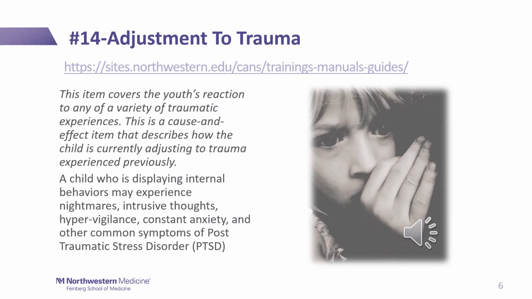The first item we will look at is number 14, adjustment to trauma. This item looks at the youth's reaction to any of the traumatic experiences they may have had. This is a cause and effect item and describes how the child is currently adjusting to trauma experienced previously. A child who's displaying internalizing behaviors may experience nightmares, intrusive thoughts, hypervigilance, constant anxiety, and other common symptoms of PTSD.